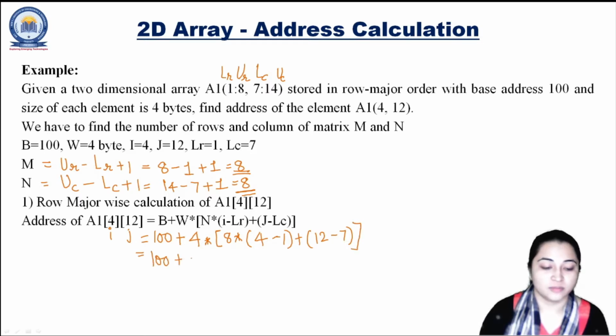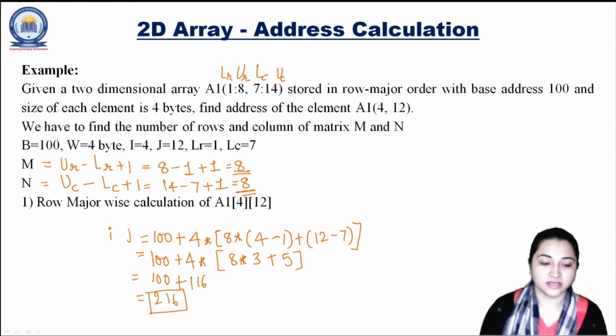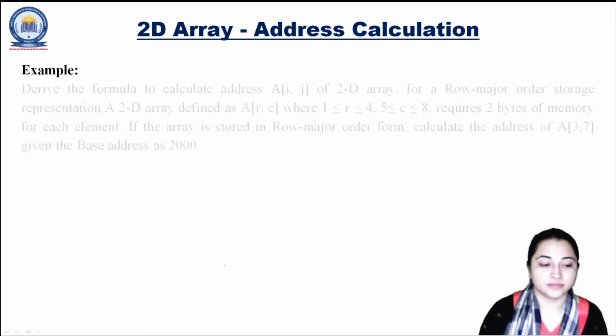So 100 plus 4 times 8 into 3, which is 24, plus 12 minus 7, which is 5. So 24 plus 5 is 29, and 29 multiplied by 4 is 116. So it is 216. So here 216 is the address of the element which is stored at 4th row and 12th column. Let us see one more example.